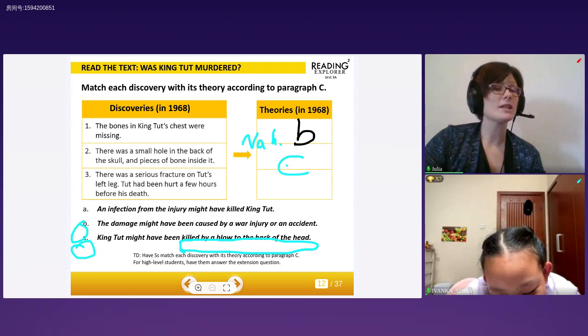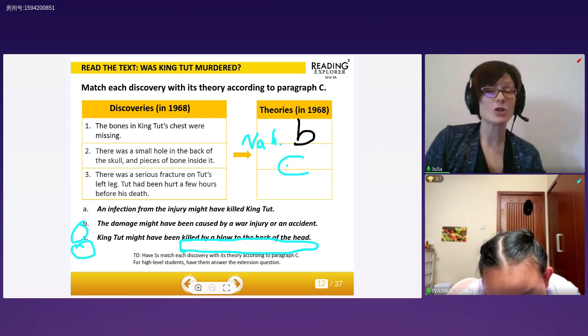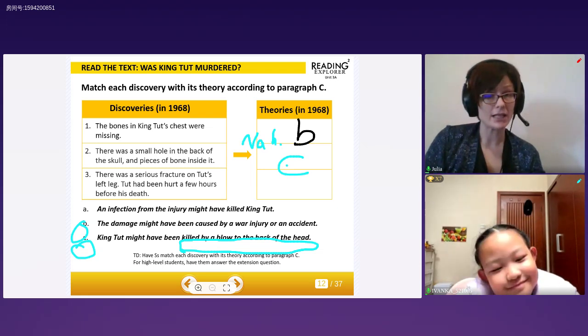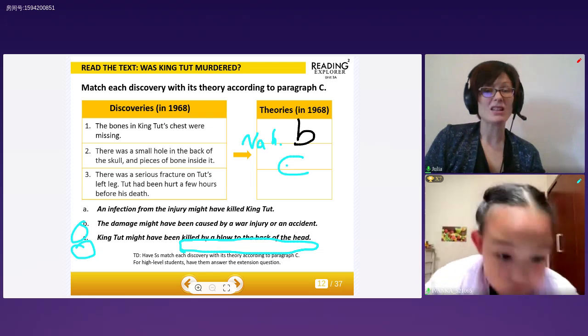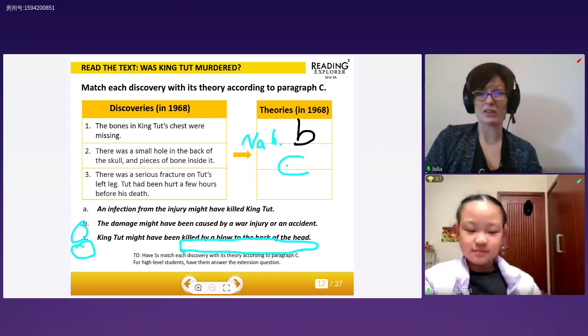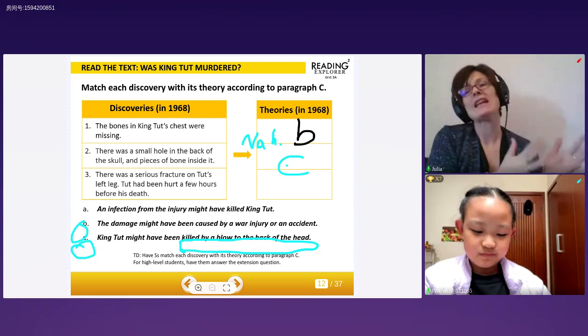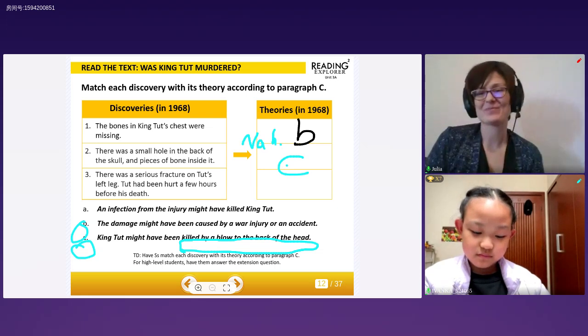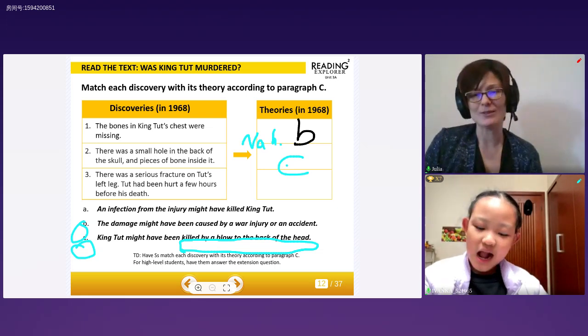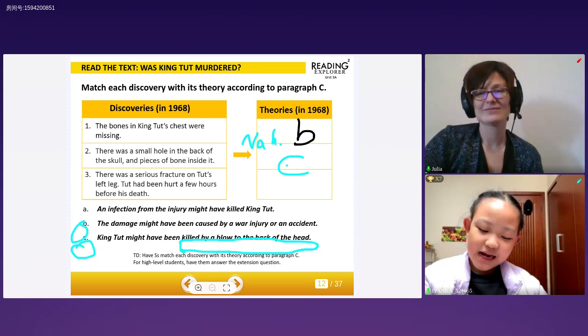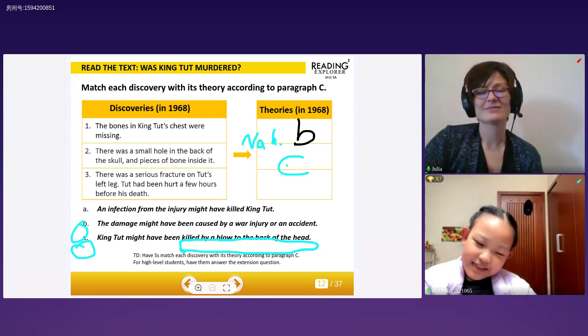And now, of course, we have a serious fracture in his left leg, right? And it said that he was hurt a few hours before his death. Do you believe in this theory that he was hurt a few hours before, that this is the cause? I don't think so. And you? I think it's most likely to be that.